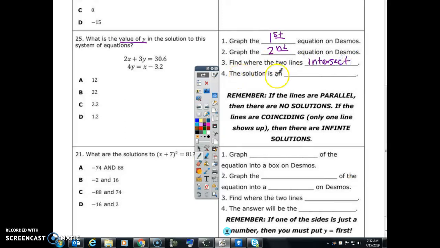And the solution, yeah, but why does it have a y? The solution is the y. Remember, if the lines are parallel, there is no solution because they never cross. And if the lines are coinciding, that means if there's only one line, one on top of the other, then the solutions are infinite solutions. Okay, so don't forget that.